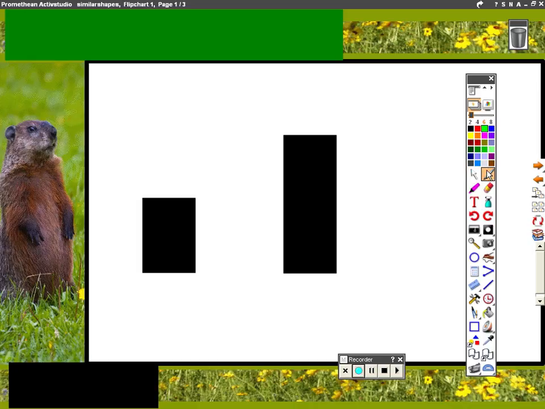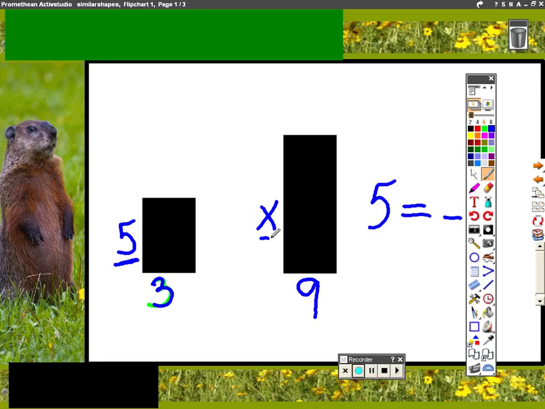So, if the base of this picture was 3, and the height was 5, and my mom wanted to order a larger picture of me, and she wanted it to be 9 by, and she didn't know what it should be. Well, when we set up a proportion, we have to set up same to same in the same location. So 5 is in the same location as what number? It's in the same location as x when I compare the two shapes.